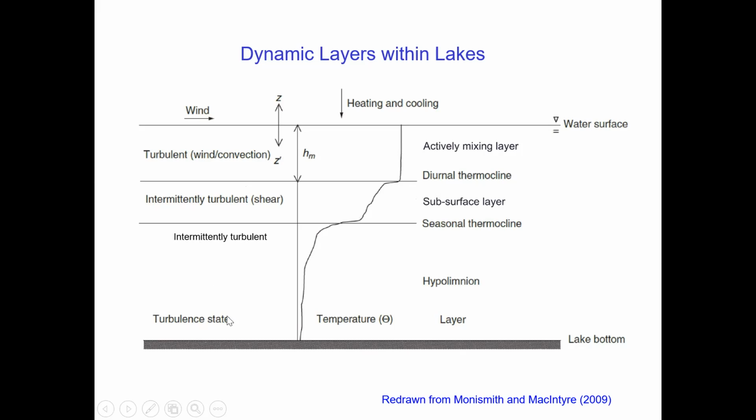So if we think about the extent of turbulence, here we have turbulence driven by wind and by heat loss. Down here, it's a little bit more intermittent, probably driven by shear, and in the thermocline and hypolimnion, same thing, intermittently turbulent. And I'll get into more of that in the later part of this set of lectures.